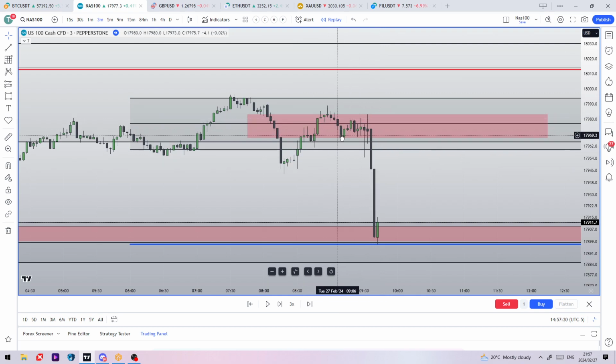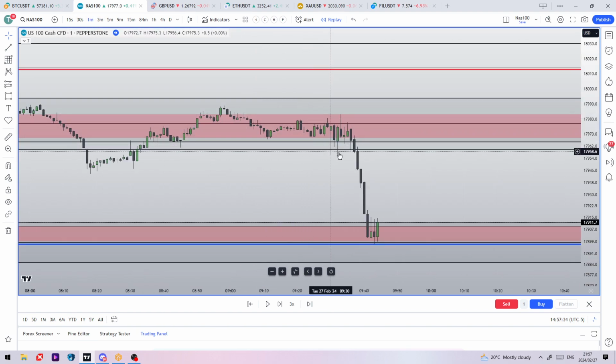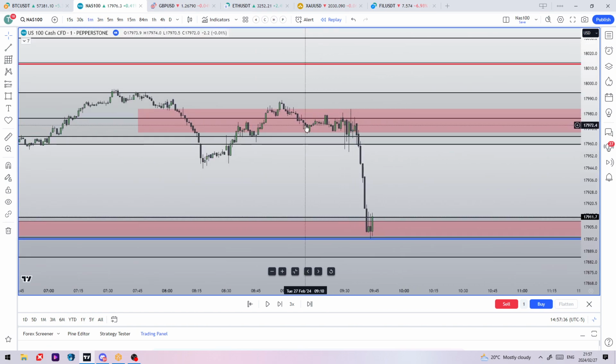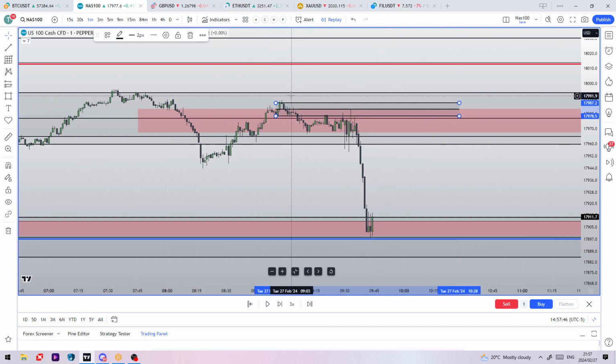There wouldn't have been much for you to work with unless you went really low, and even then all of this looks ugly, right? There was just this little tiny bit here that could have helped you out. Bear in mind, I'm already short from up here, right? So my invalidation is here.